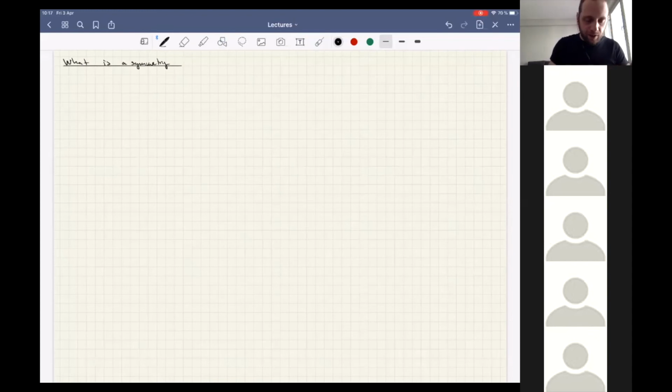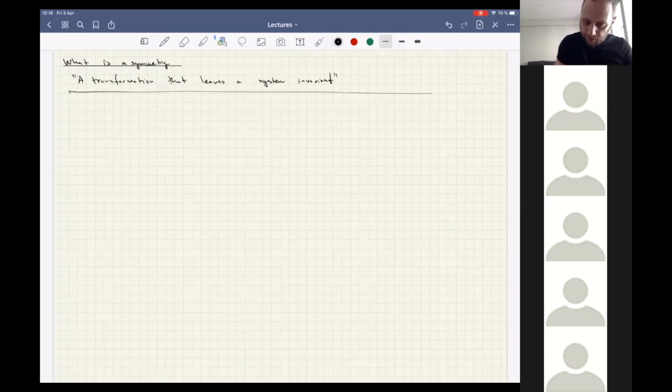So what is a symmetry? Well, a symmetry of a physical system is any kind of transformation really that leaves the system invariant. So what do we mean by that? Well, before and after the transformation, the properties of the system should be the same. So for example, if I have a mass density that has a symmetry, before and after the transformation, that mass density should be the same.